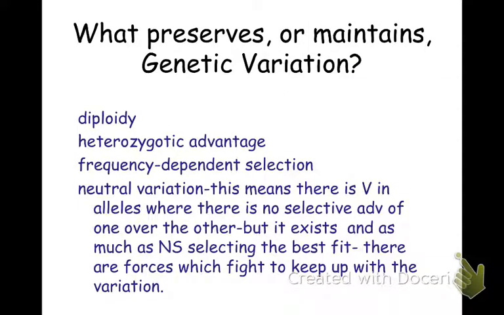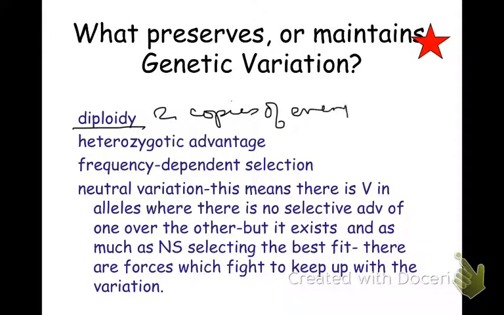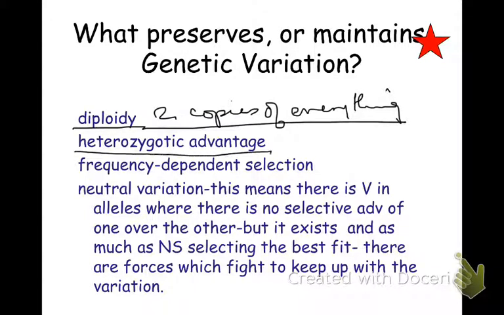Okay, so one more question towards the end of this chapter. What is it that helps us maintain or preserve this genetic variation? First and foremost, the fact that we are diploid. We have two copies of everything. So if one is bad, we have the other, so we have a chance of having one good copy. Heterozygotic advantage means even if you have a bad copy, the good copy helps you survive.